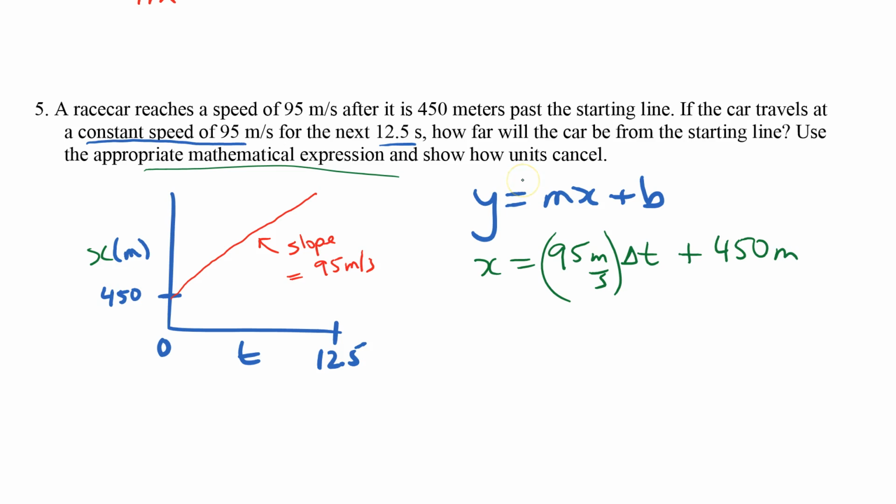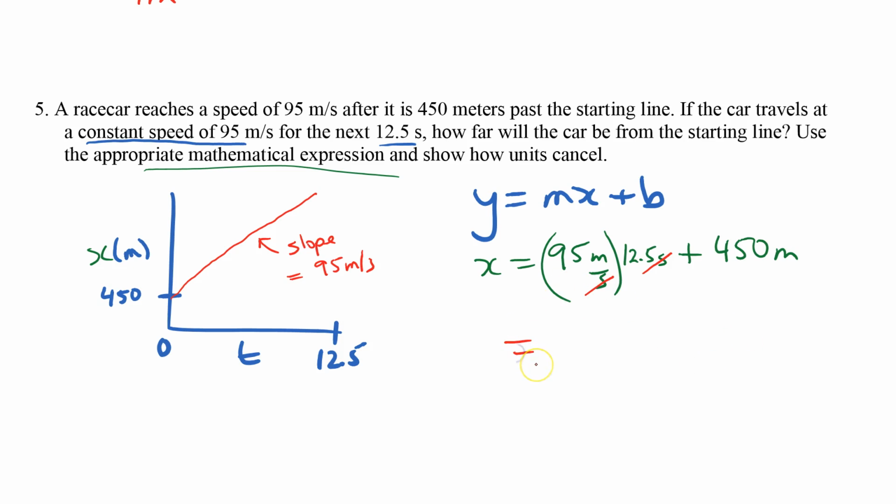And then it says show how the units cancel. Well, how much time goes by? 12.5 seconds. So I'm going to put 12.5 seconds in here. This is the best way I can show. When I multiply these two together, meters per second multiplied by seconds, those are going to cancel, because I'm going to have meters times seconds divided by seconds, so they cancel because they're in the numerator and the denominator. So that part is equal to 1.